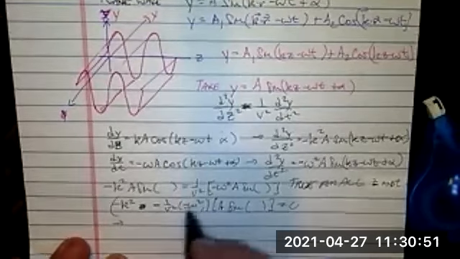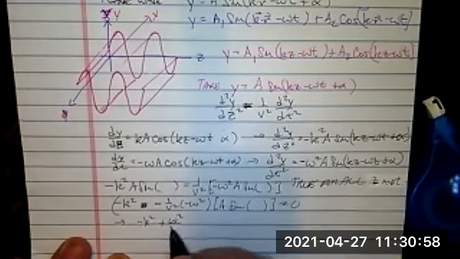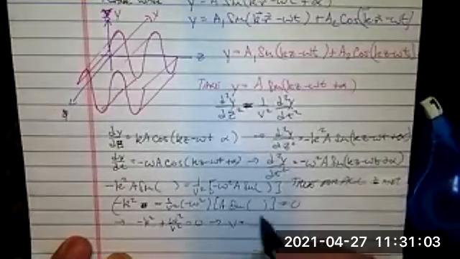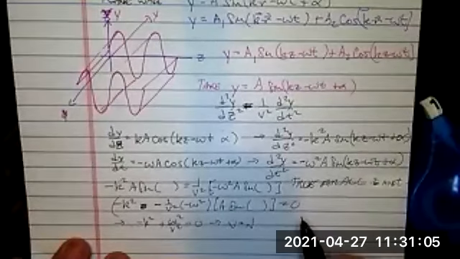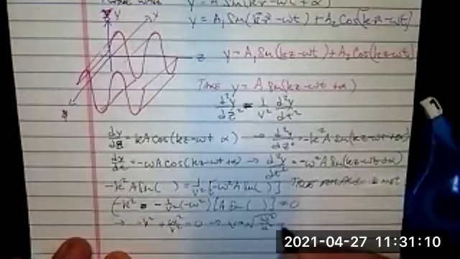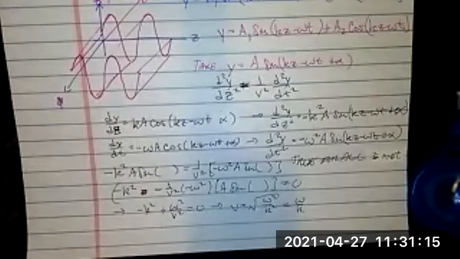So we get negative k squared plus omega squared over v squared is equal to 0. That means v must be equal to the square root of omega squared over k squared, which equals omega over k. So v is equal to omega over k. As long as v is equal to omega over k, this is in fact a solution of the wave equation.